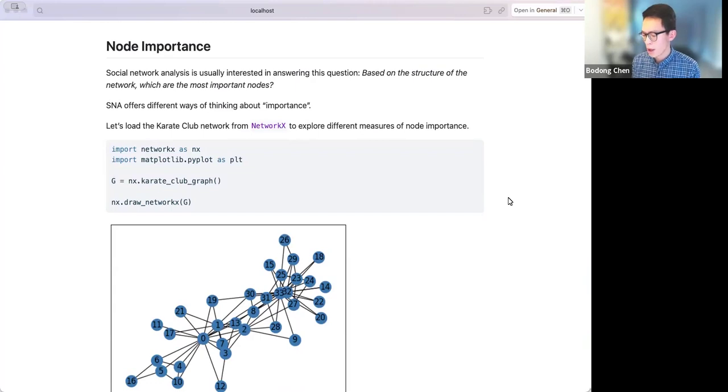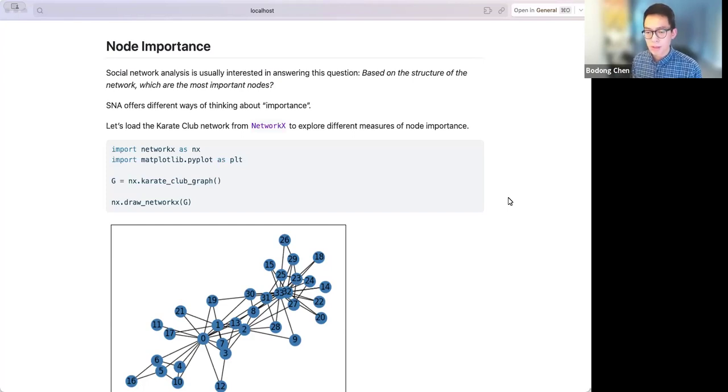For example, if I'm trying to spread a piece of information in a network, where should I start? Should I start from people who have the most connections? Should I start with people who have a very short distance to everybody? Or should I start with somebody who is gatekeeping in this network? Those are different ways to think about spreading information in a network, and every approach I take reflects a particular definition of importance.